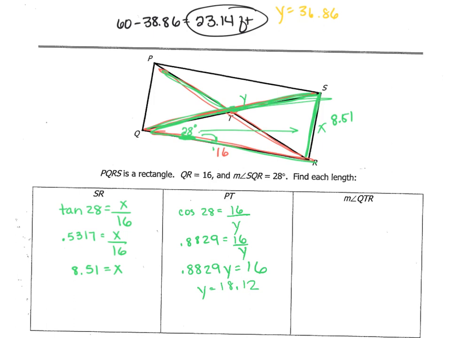18.12. Well, that's that whole diagonal, but I only want half of it, so I'm going to divide 18.12 by 2, which would be 9.06. So that's the length of half of that diagonal. The last thing that I want is the measure of angle QTR. So let's find QTR.